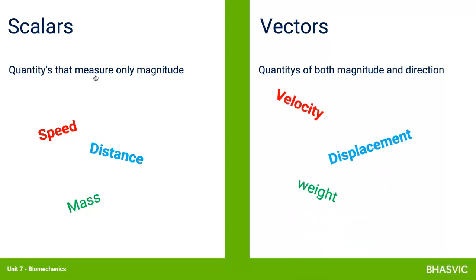Here are some examples of vectors, which are very similar to their scalar counterparts on the left. Velocity pairs very nicely with speed, as it also measures the movement of an object over time. However, it also requires a direction. That can be north, east, south, or west, or it can be positive or negative. Displacement, similar to distance, again has a direction, and the same is true for the difference between weight and mass, as weight is a vector, as we just previously covered.